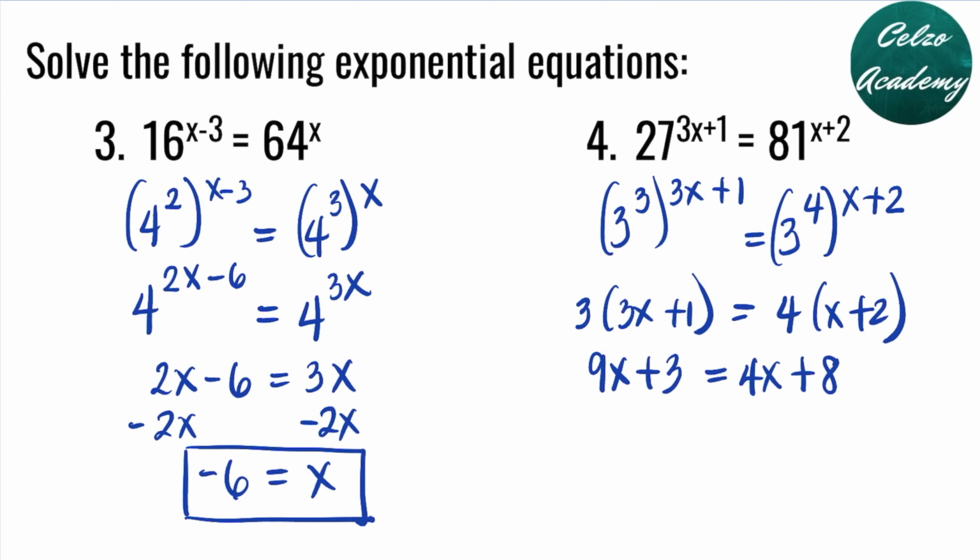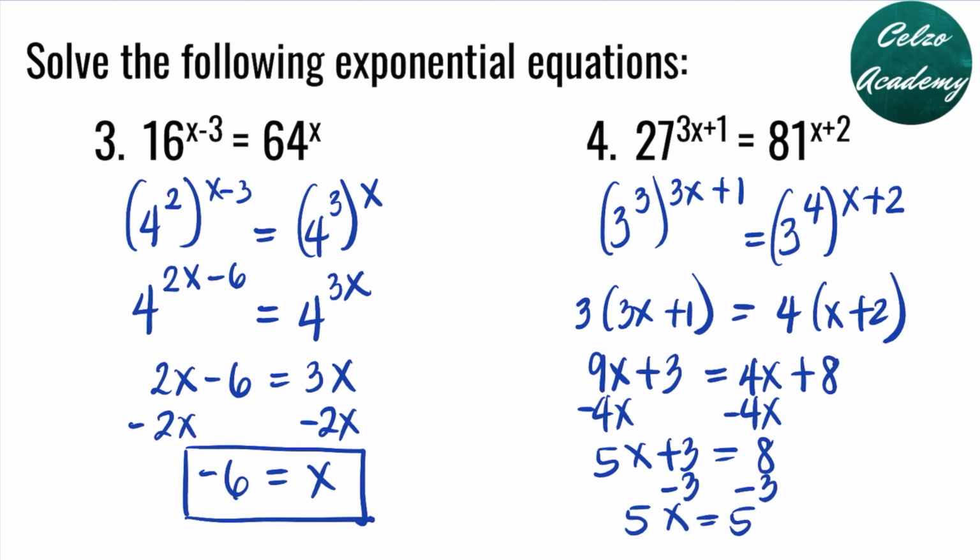Now we need to isolate the variable x on the left side. So we will subtract 4x from both sides, and we will have 5x plus 3 is equal to 8. Now we need to subtract 3 from both sides, and we have 5x is equal to 5. Dividing both sides by 5, our x value is equal to 1. So the answer for number 4 is x equals 1.